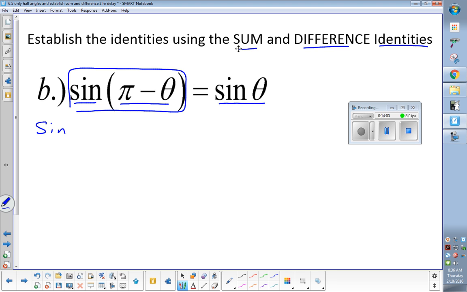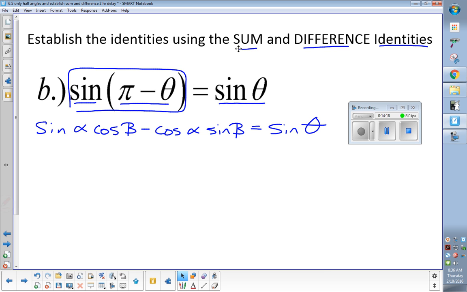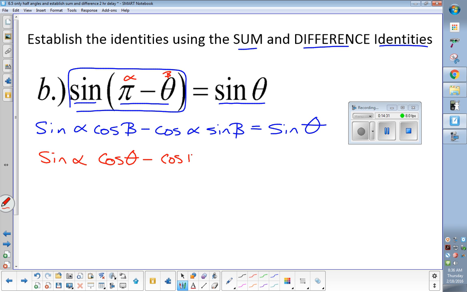It says that I can replace that with sine of alpha, cosine of beta, minus cosine alpha, sine of beta. And that's going to all be equal to sine of theta. This is my alpha. This is my beta. Sine of pi, because I know what my alpha is. Cosine of pi, sine of theta.